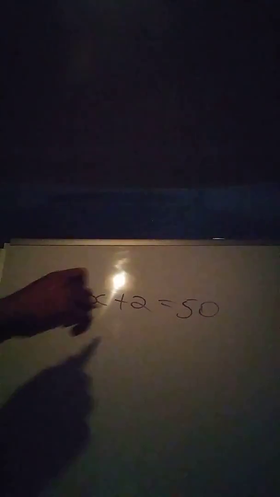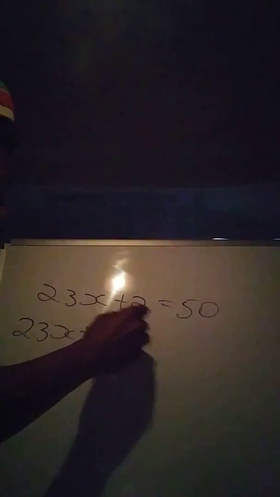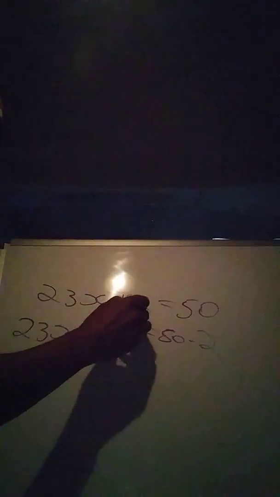23x plus 2 equals 50. I'm making this up off the top of my head, right? 23x plus 2 equals 50. So let's solve for x. The first thing we're going to do is get rid of this 2, right? So we're going to have 23x plus 2 minus 2 equals 50 minus 2, right? 23x plus 2 minus 2, that cancels out to be 0.